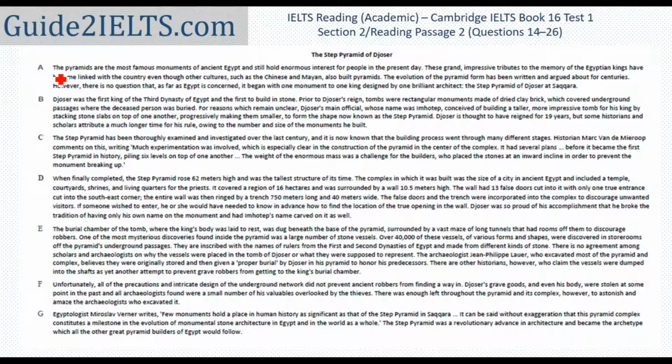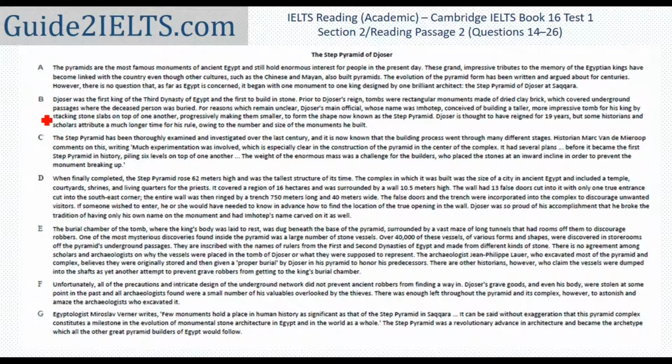The pyramids are the most famous monuments of ancient Egypt and still hold enormous interest. I'm going to stop here. An introduction to what pyramids are. Ending of this paragraph: However, there is no question that as far as Egypt is concerned, it began with one monument to one king designed by a brilliant architect, the step pyramid of Djoser. So it's clear that paragraph A starts with what pyramids are, and the last sentence is most probably talking about the first pyramid in Egypt, which is what our passage is about.